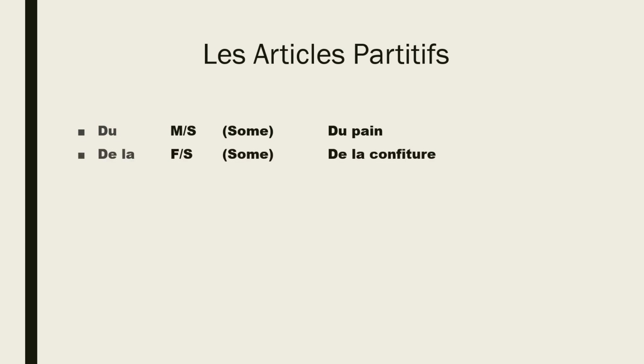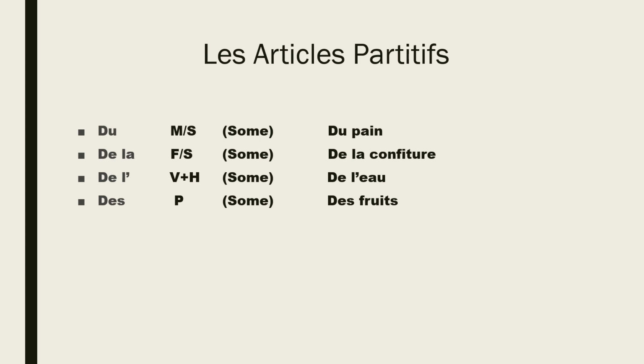Next we have de la. It comes with feminine singular. The meaning is some. Example, de la confiture, some jam. Next we have de L apostrophe. It comes with the things that start with vowels or H. The meaning is the same. Example, de l'eau, some water.